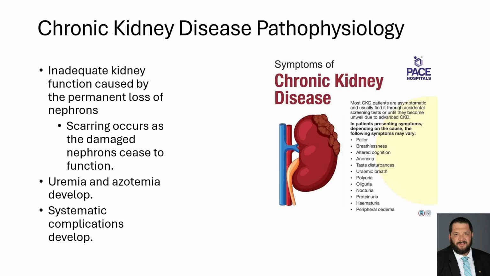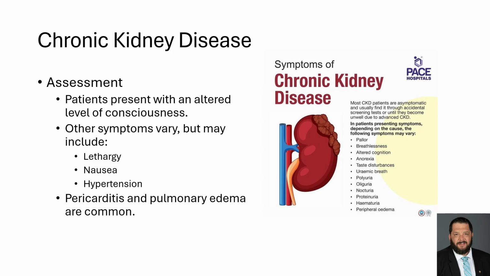Things like uremia and azotemia begin to develop, and there are systemic complications that can occur in patients with chronic kidney disease. These patients can often present with altered levels of consciousness, and other symptoms can vary but include lethargy and nausea, hypertension, as well as pericarditis and pulmonary edema. Keeping in mind that the kidney is the primary filtering organ for the body, as well as the primary organ for regulating blood chemical substances such as electrolytes, potassium, sodium, calcium, as well as things like bicarbonate, we can see strong underlying metabolic complications arise in these patients as well.